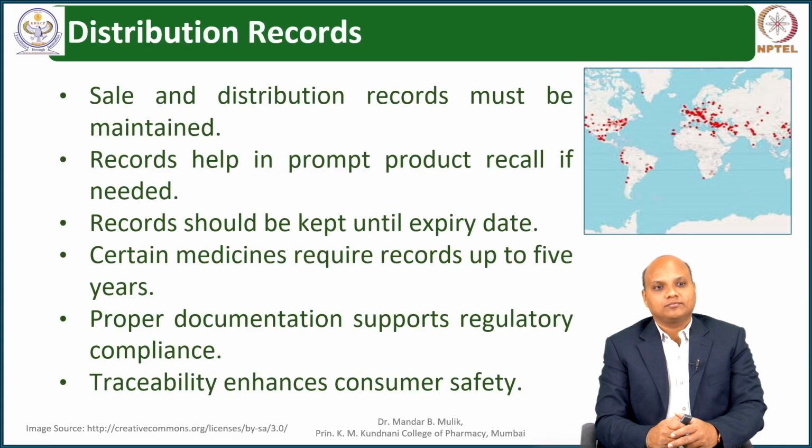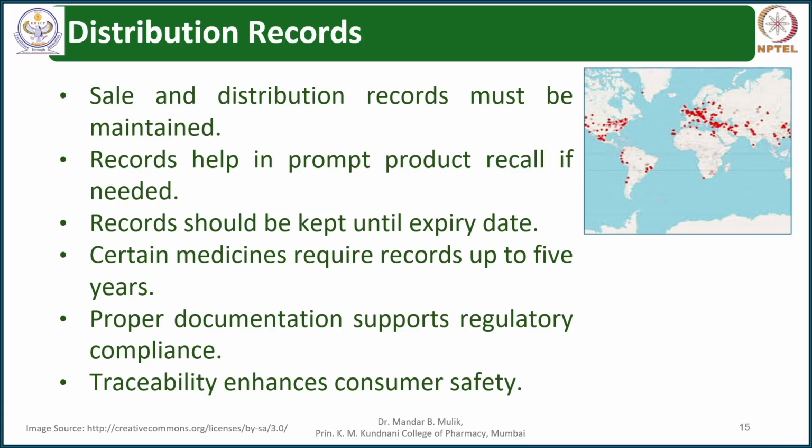Distribution record. Sale and distribution records must be maintained for all the batches and all the products. Where the product is distributed, at which location, by which distributor, what line of distribution and what mode of distribution are used, all need to be maintained in this record. Records help in prompt product recall if needed. Records should be kept until the expiry date of the product. Certain medicines require records up to 5 years. Proper documentation supports regulatory compliance and traceability enhances consumer safety.